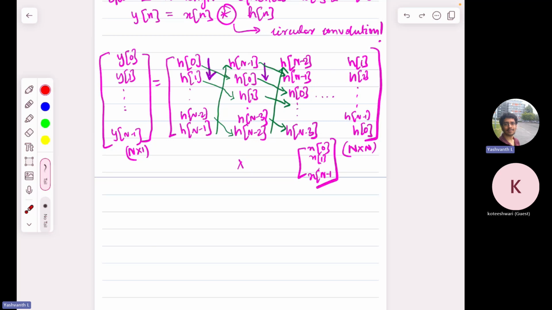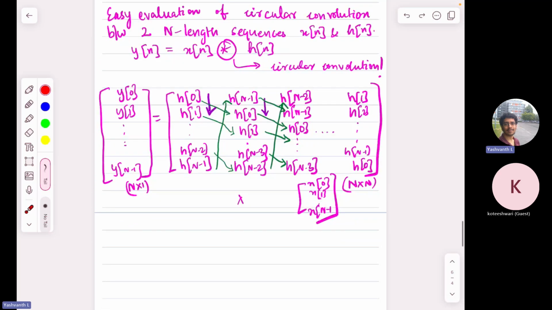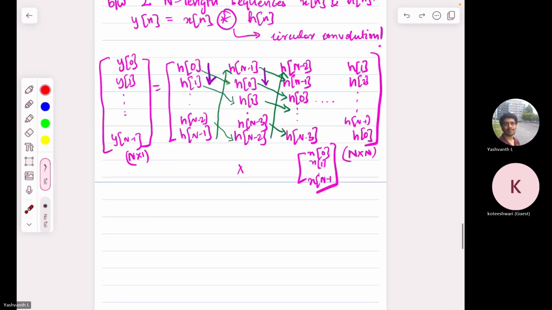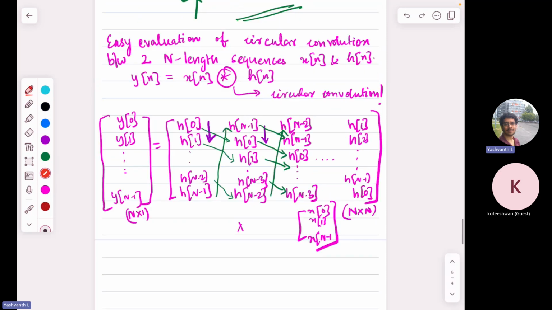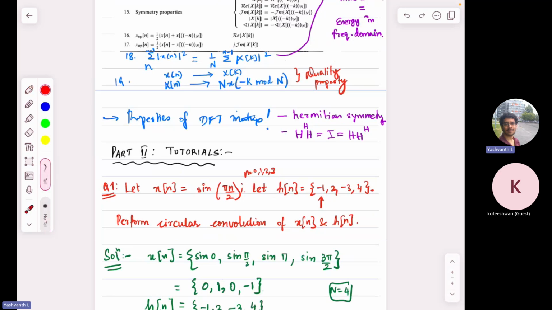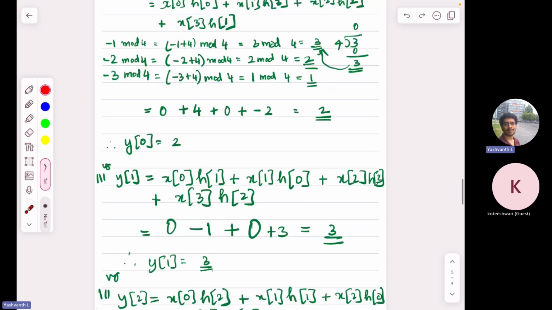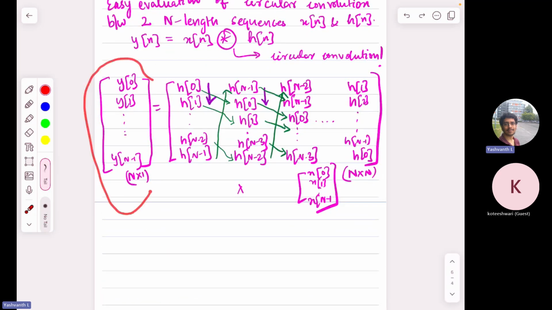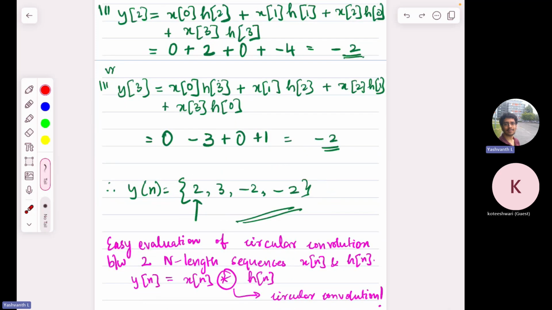Please ask me if there's any doubt in this construction. Okay, let's move on. What I would suggest is you verify the above problem. Here you have x equal to this value and h equal to this sequence. Use n equal to 4, use this matrix vector relation, and verify that whatever y vector you get matches with this sequence. Just verify it once in your own time.